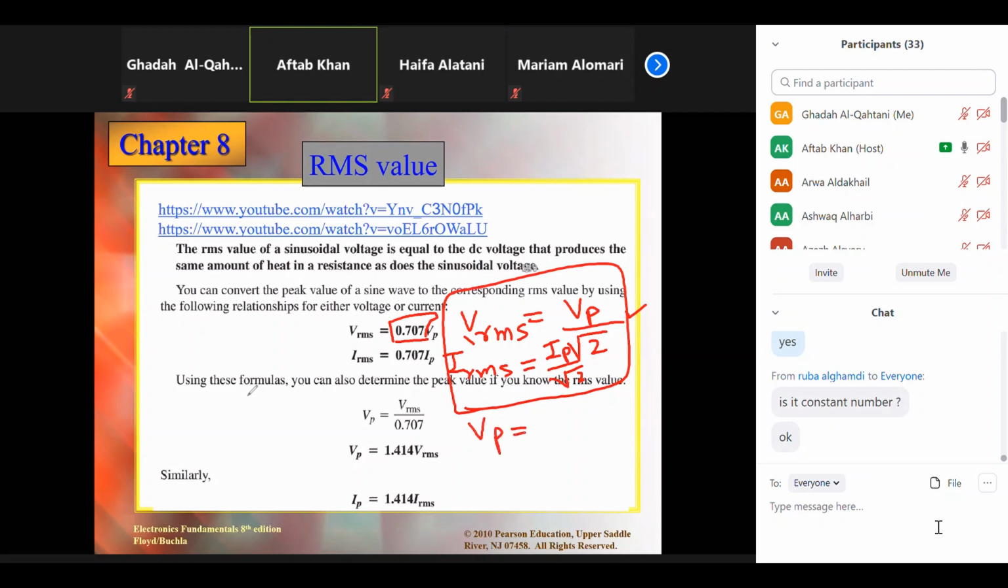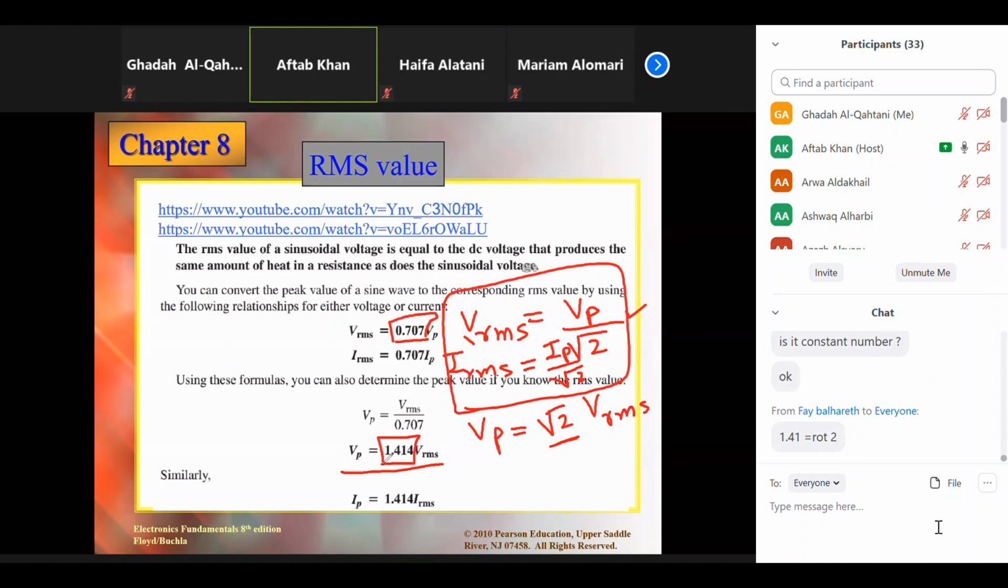So VP, what can I say? Root 2 multiplied by VRMS. Now, they may be writing it this way in the book, so you can also check it. The root 2 value is 1.414. Check this one as well, so that you will be sure that it is going to be the same, correct? So this way we can easily memorize the formula, and you just memorize it for voltage; current is exactly the same. You just need to replace V by I, correct? So this is the one formula of the RMS. All right.